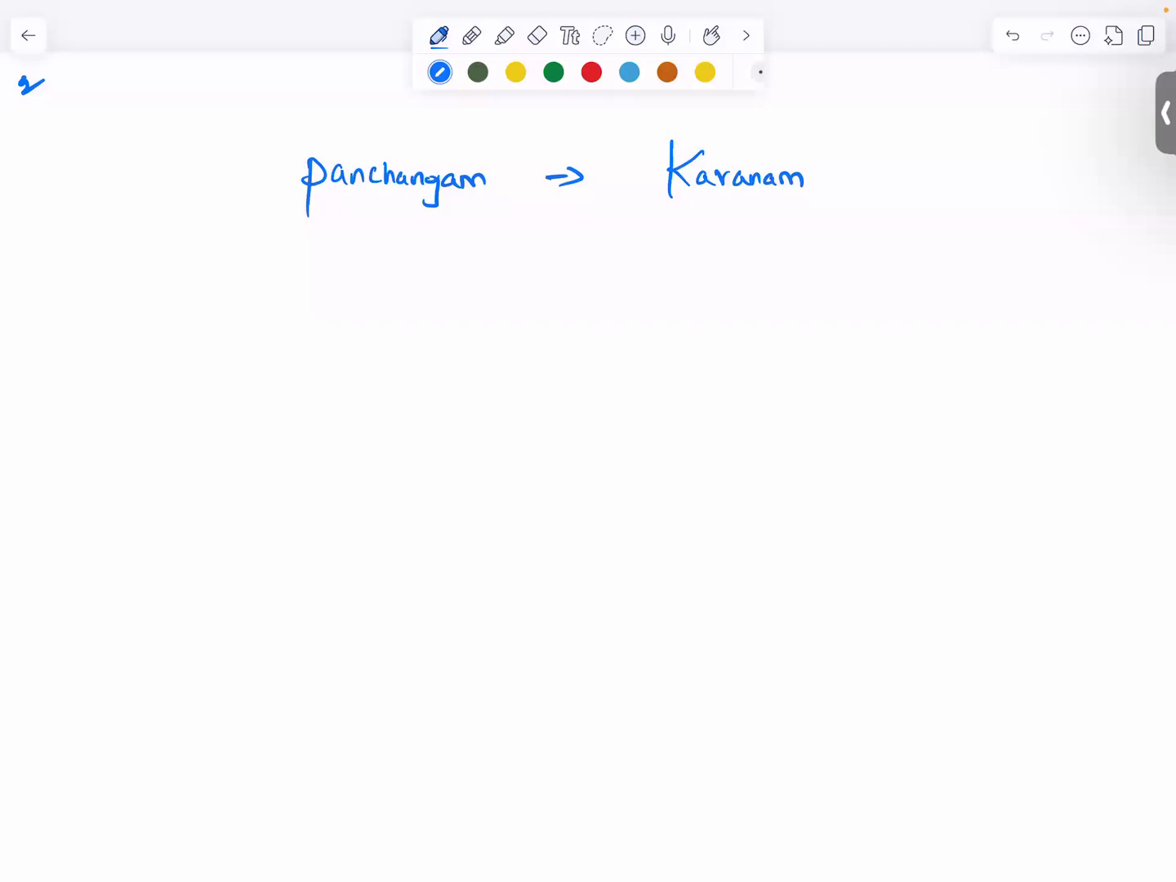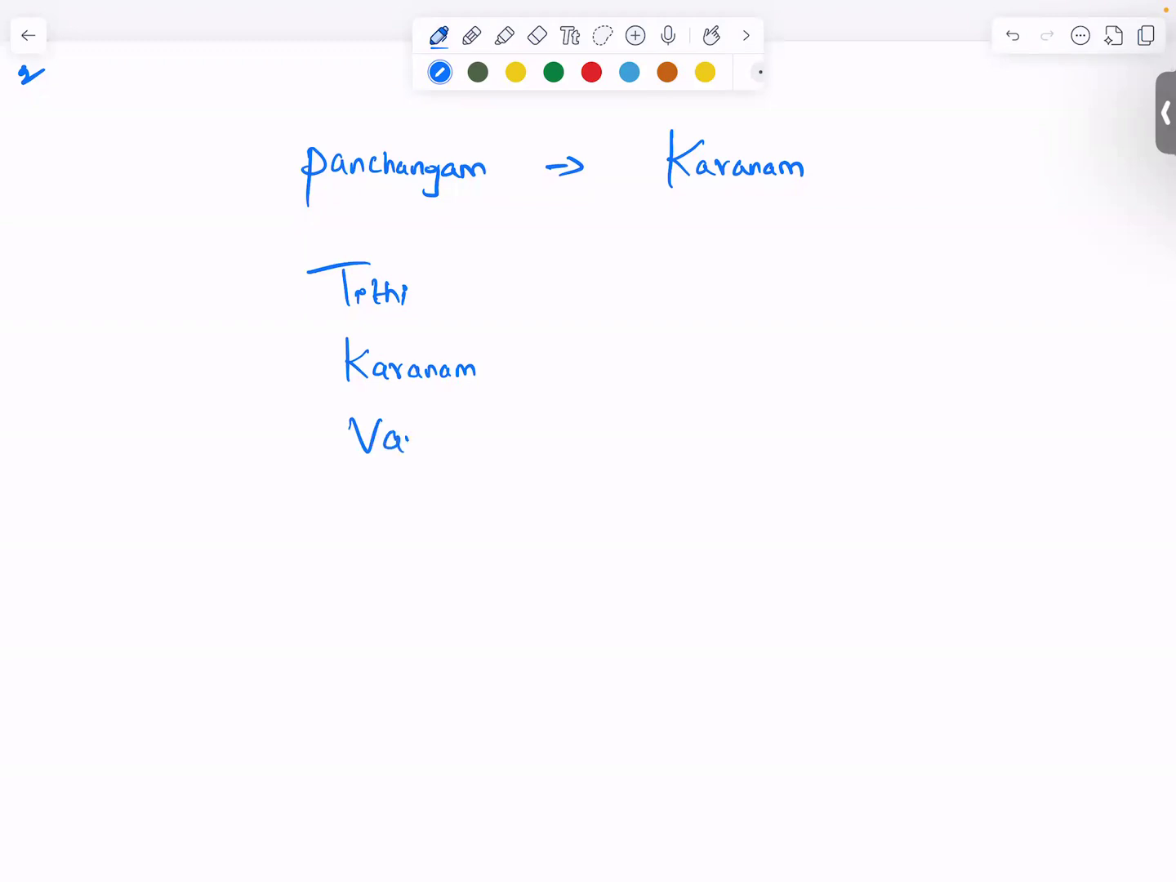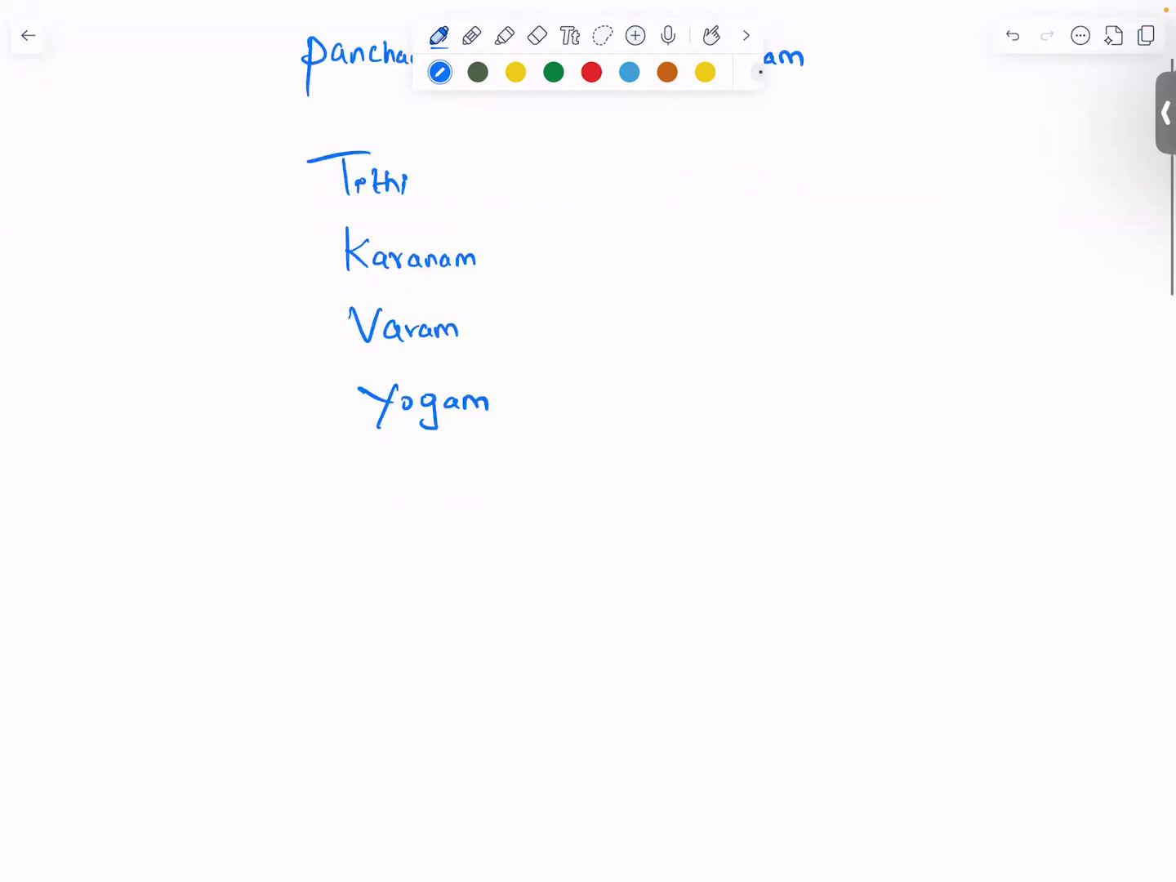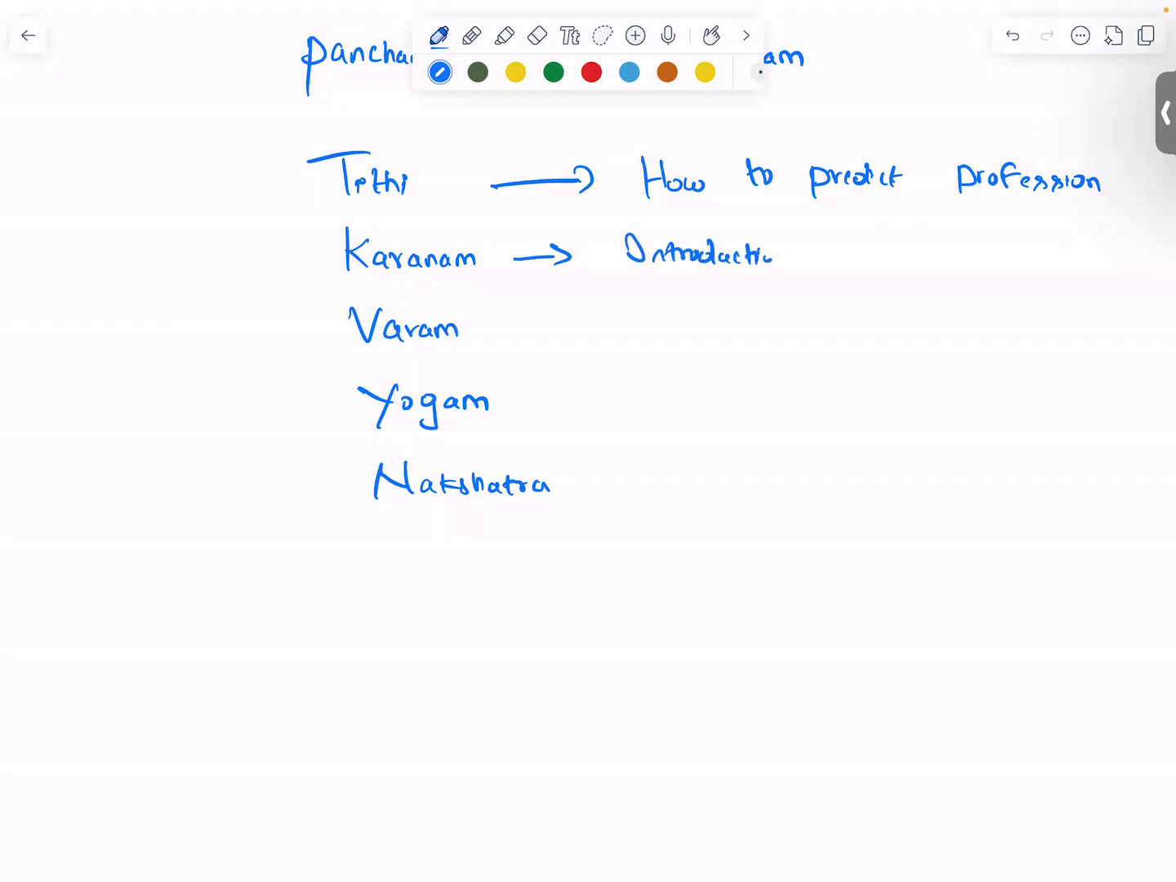Panchangam means 5 elements. That is Tithi, Karanam, Varam, Yogam, and finally Nakshatra. Regarding Tithi, using this Tithi, how to predict profession, I have already uploaded sufficient videos from the class videos. Karanam also I'll upload, but before that I'll give some introduction to this Karanam and its application.